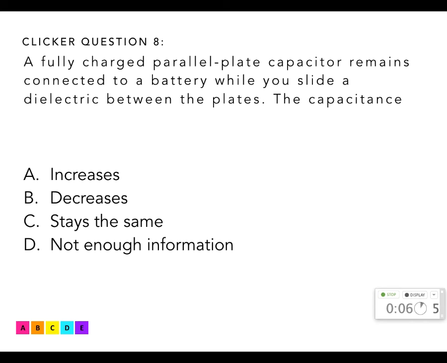Remains connected to the battery. How does the charge go up if it's already fully charged? How are you adding to it? Capacitance is the ratio of charge to voltage. If you change the capacitance, now you can store more charge with the same voltage. But I thought we just leave it hooked up and it was already fully charged. Right, but we changed the capacitance. If you put a dielectric in, it increases the capacitance.